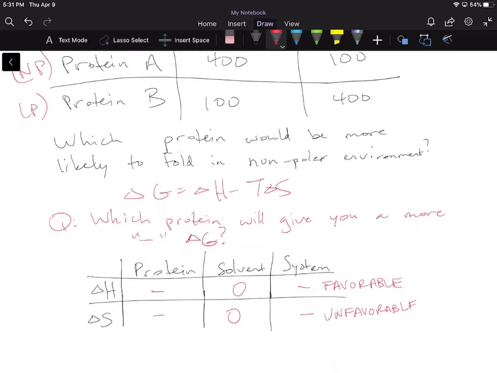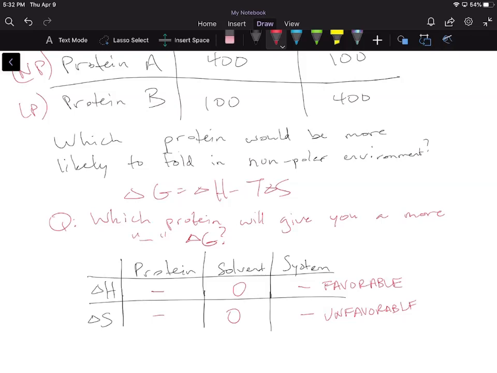Okay, and then we also came to the conclusion that our delta S is going to be negative because our protein is gaining order, and in a nonpolar solvent, we do not have the hydrophobic effect to greatly increase the entropy of the solvent. We don't break water cages, so the entropy change of the solvent would be zero. So overall, the delta S would be negative, which is also unfavorable.